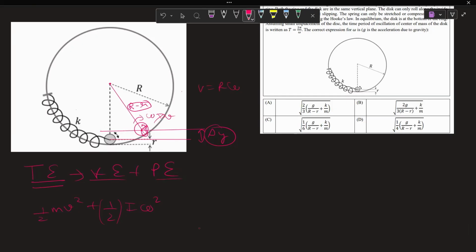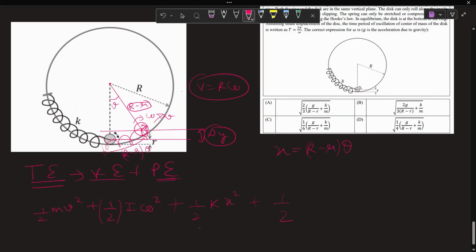We would consider pure rolling because nothing is given. So v equal to r omega, right? In pure rolling, plus then potential energy half k x square. Now we don't know what x is, because this is elongated, right? So this is in a slant length. So what we'll do is R minus r times theta is basically the extension, or you can say that x is equal to R minus r times theta, right? We will put the values later on.